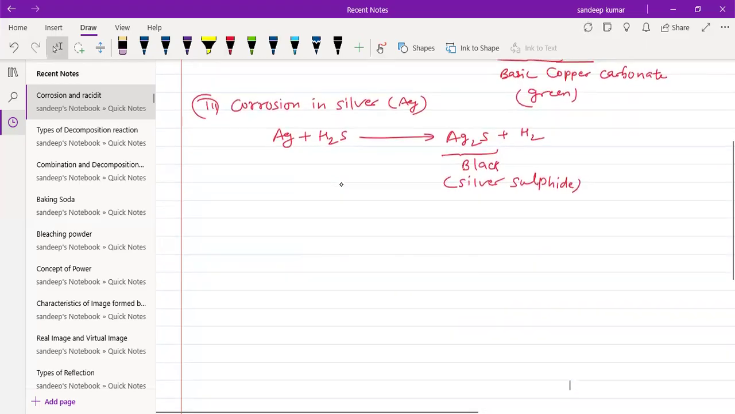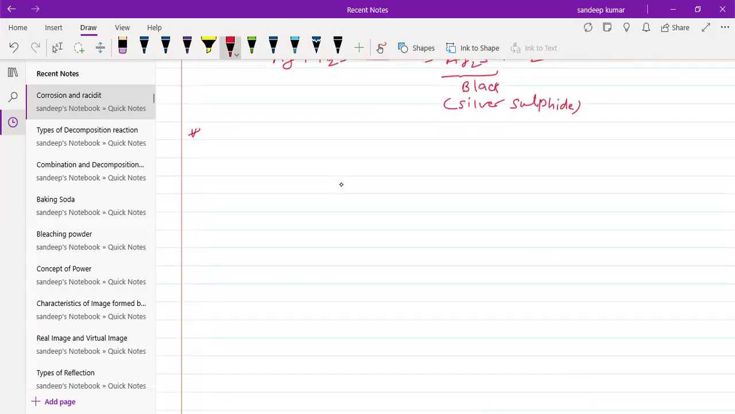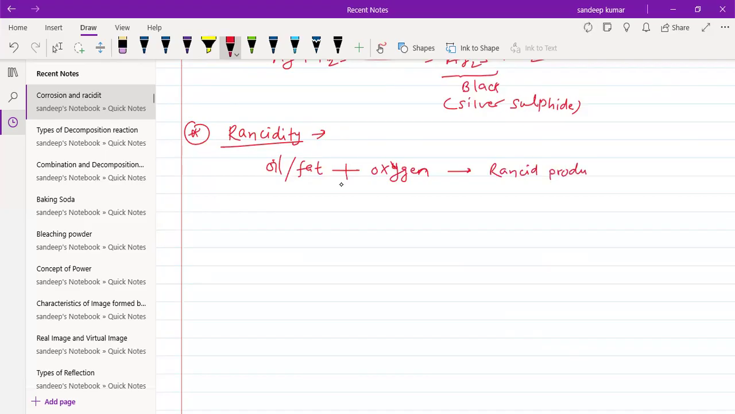Is it clear, children? Next, we talk about rancidity. Rancidity is nothing but the oxidation of oil and fat. It is the process by which the oil and fats present in food get oxidized, which results in a bad smell. So the equation we can write: oil or fat reacts with oxygen and gives you a rancid product.